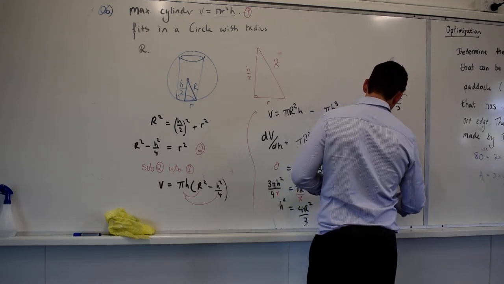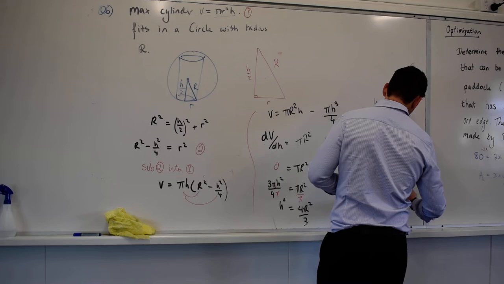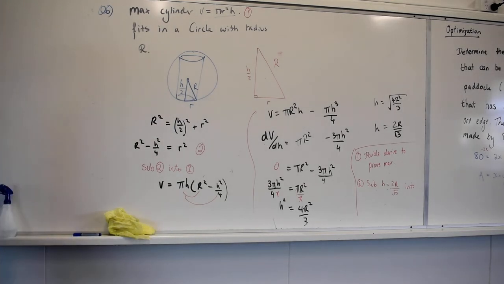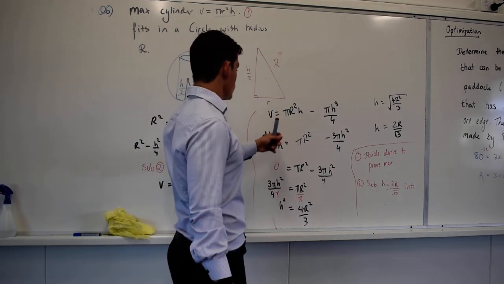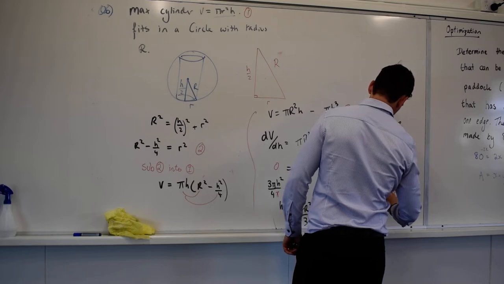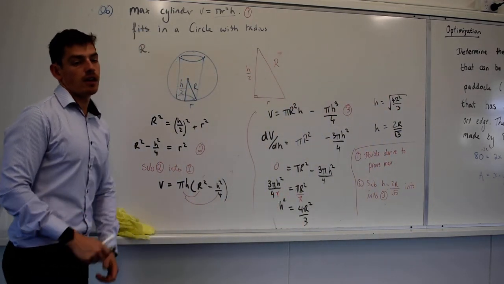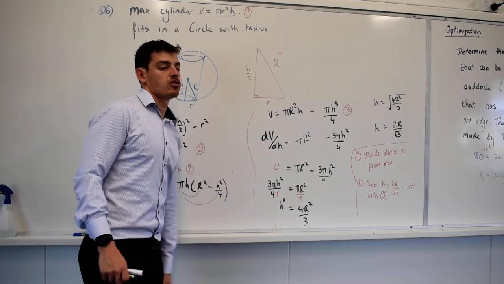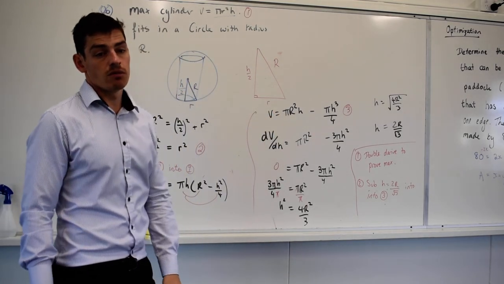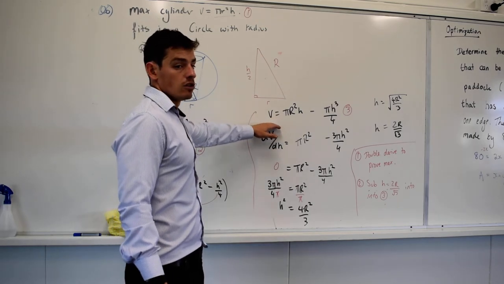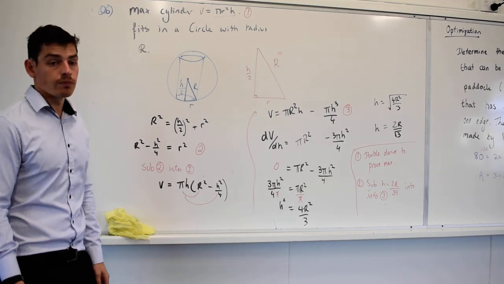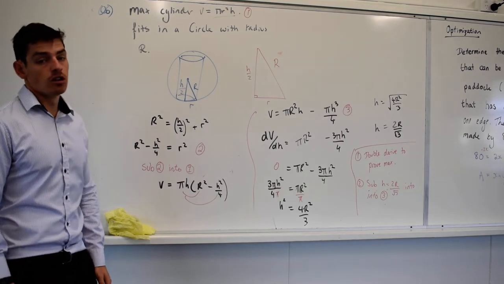Once I've done that, I sub h equals 2R on root 3 into, where do I shove that? The original, I'll call it 3. I could use the other one, but then I'd have to find out what r is in terms of that. It's just more work. Why do I put it in that one? Because I want to find what the question is asking for, the maximum volume. So once I've got that, I've got my max volume in terms of my radius. How do I double derive? I'll do it over here.